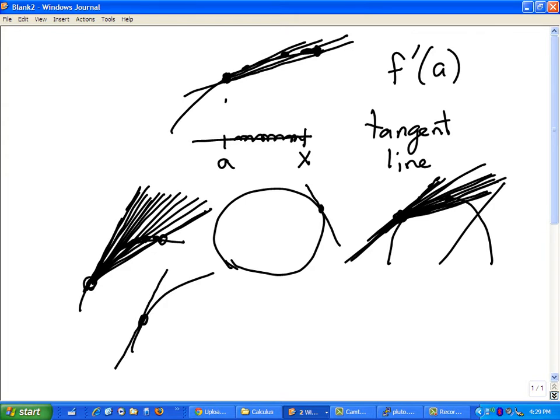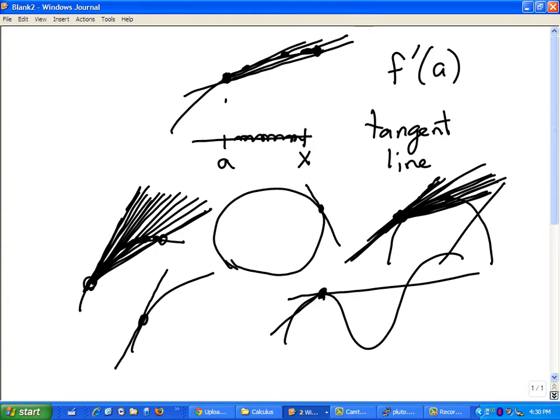As a matter of fact, if you have a curve like this, a tangent line right here will obviously cut through the curve many times. So it's not a matter of cutting the curve once, it's a matter of the tangent line being the limit of other lines that have that same point and cut through the curve.